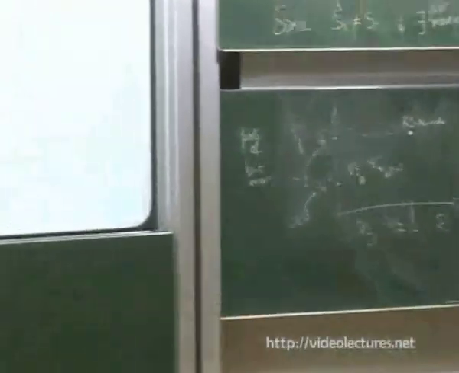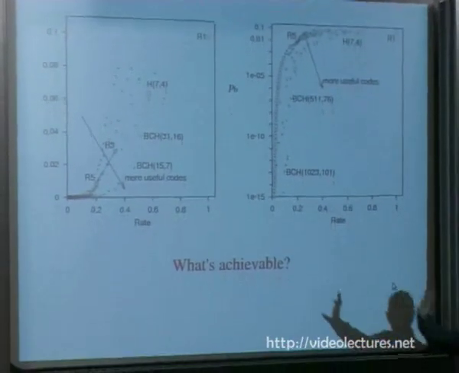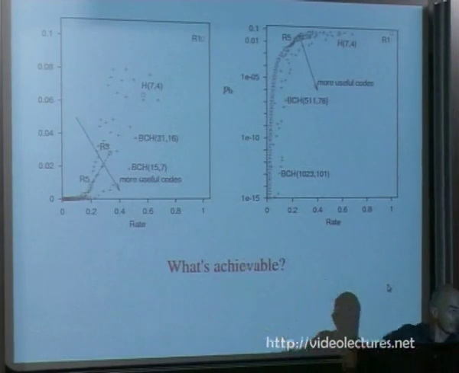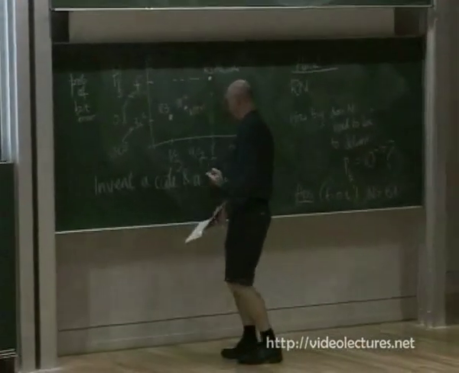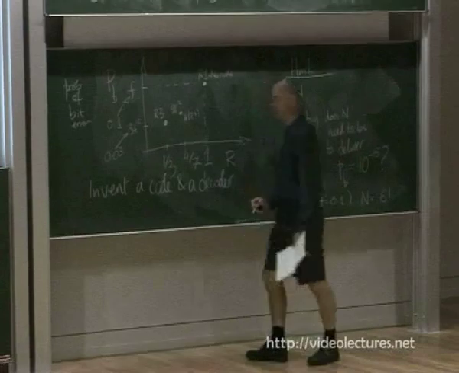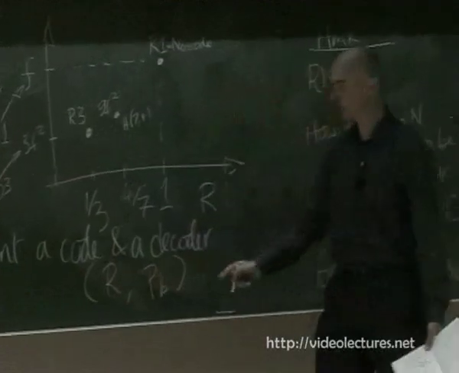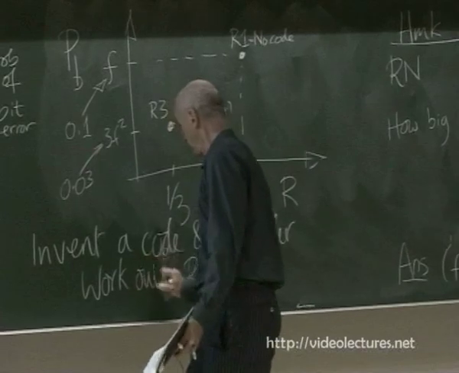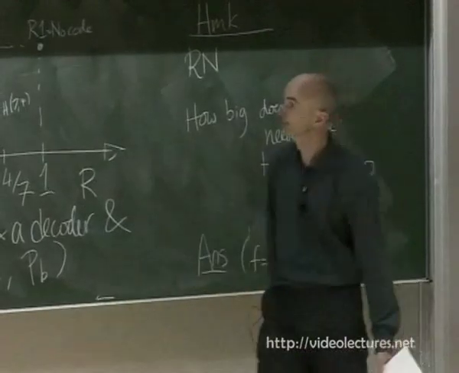And I'm now going to tell you your main homework problem for tonight. Your main homework problem is to invent another block code and a decoder for it and add it to this diagram. Okay? Invent a code and a decoder. Work out what its R is, and work out what its PB is, its probability of bit error. Work that out, and add it to the diagram. So that's a fun homework problem for you.